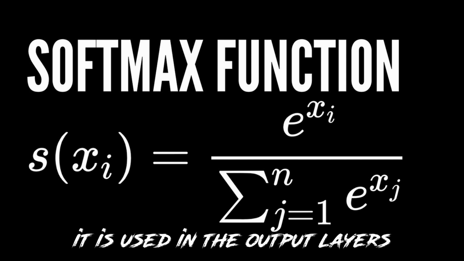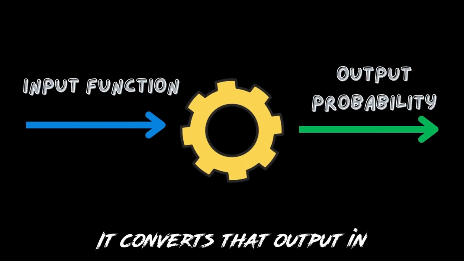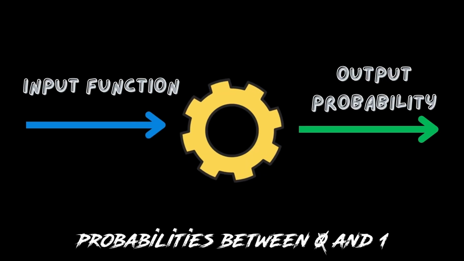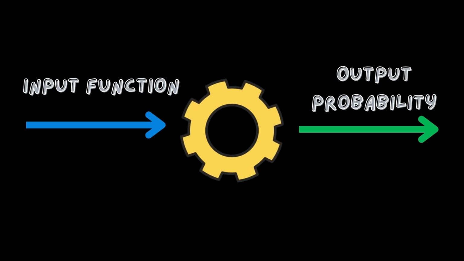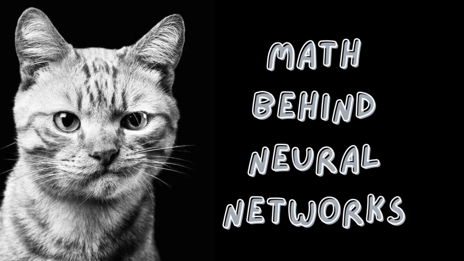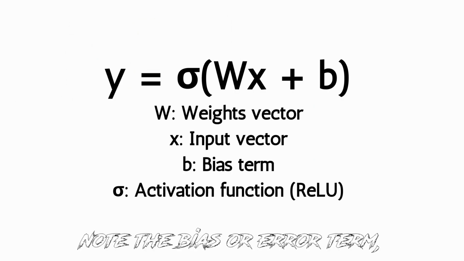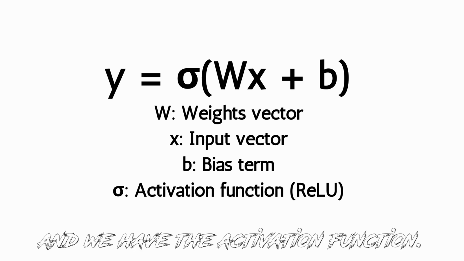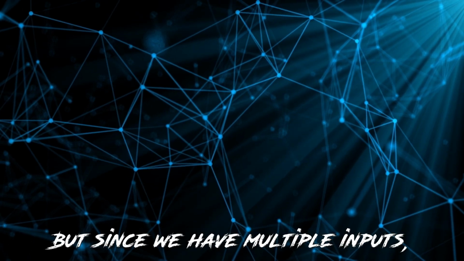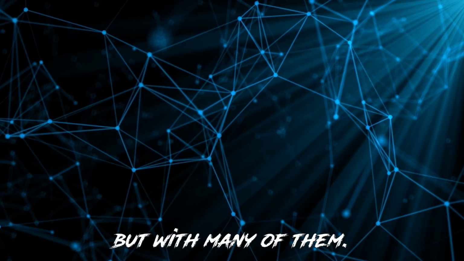Softmax. It is used in the output layers. It converts the output into probabilities between 0 and 1. Math behind neural networks. As for math, for one neuron, we have this expression, note the bias or error term, and we have the activation function. But since we have multiple inputs, it's the same idea but with many of them.